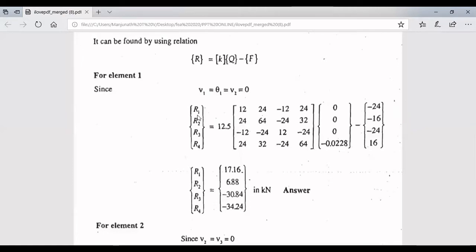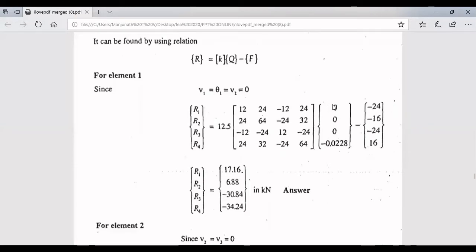So this gives the reaction force column, which is equal to K. Already we have got the first element stiffness matrix. It is only the first element stiffness matrix you take. Don't take the global stiffness matrix. And Q is the displacement vector for the first element, minus the force vector of the first element. Only the first element is related. After taking all the first element values of K, Q, F, the reaction force R1 is equal to this row into this column minus this value.